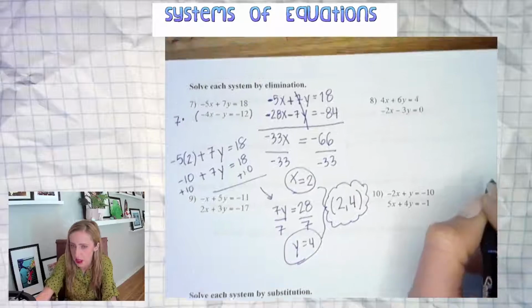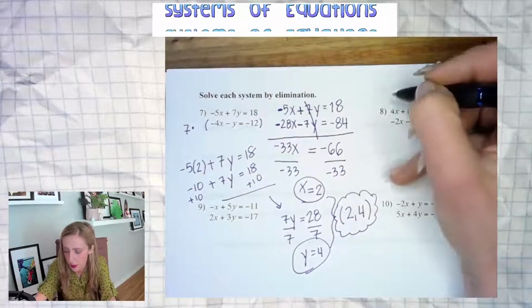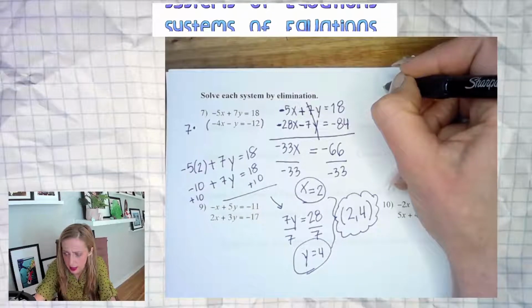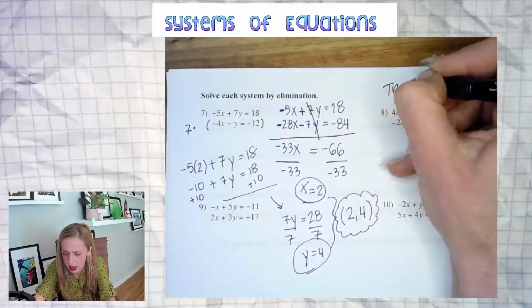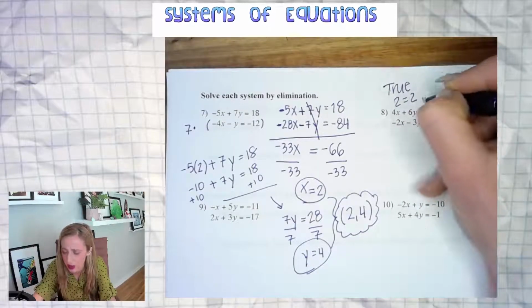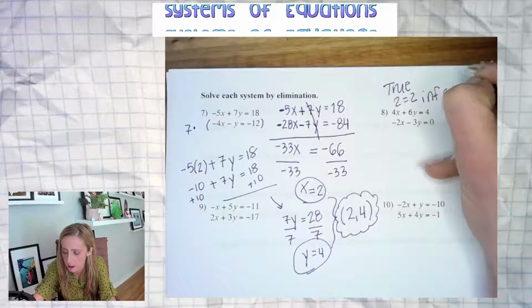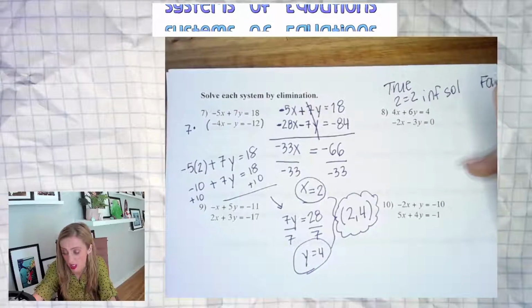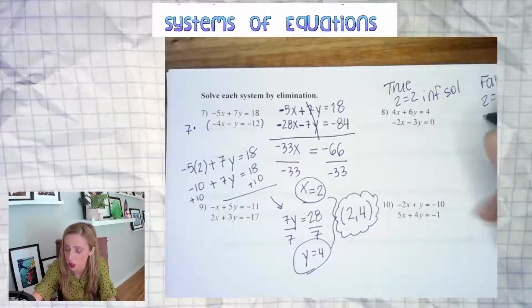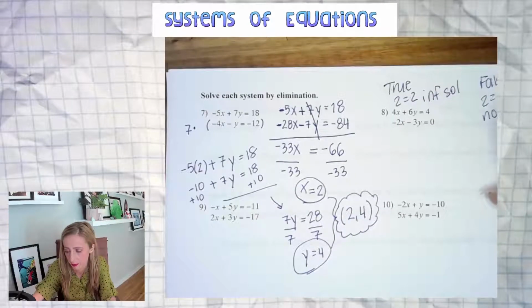One last thing for you guys to write down as notes before you press pause and finish this up: if you end up eliminating everything and you get a true statement like 2 equals 2, that's weird. How are you solving for x? You put infinite solutions. And if you get a false statement like 2 equals 3, that's not true. How do I solve? You just put no solution.